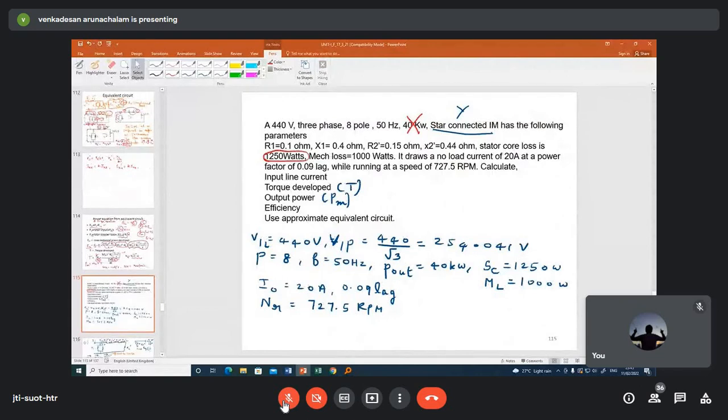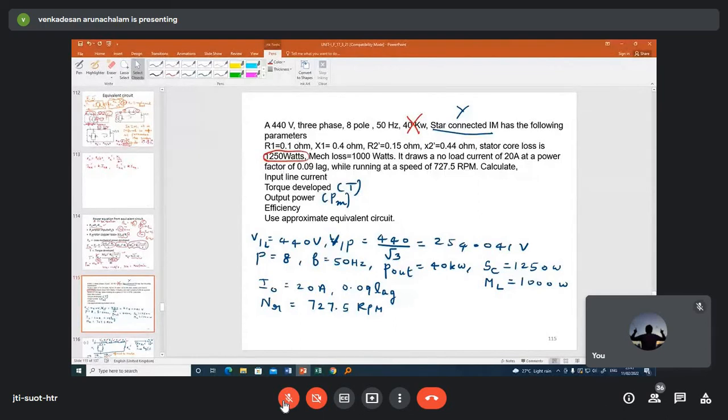You take down this problem. This is the homework problem. I am not going to solve this problem in the class. You solve it by yourself. If you have any doubt, you can ask me. A 440 volt, 3-phase, 8-pole, 50 hertz. The 40 kilowatts, you don't take that one. That is a wrong parameter. That is why I have crossed it.